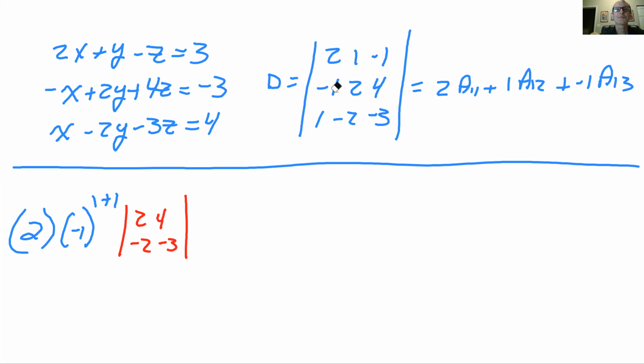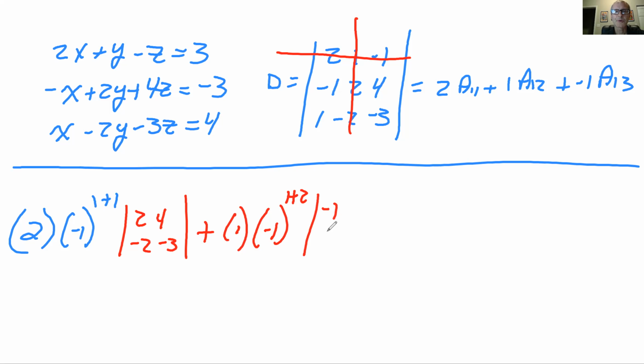Okay. Next one would be plus the number 1. And now we're going to do 1, 2. So that would be minus 1 to the 1 plus 2 up here. And now what do we cancel out? Well, we still cancel out row 1, but now we cancel out column 2. So this would be the determinant minus 1, 1, 4, and minus 3. Okay, see the tedious part of it, right? But it seems to go okay here.